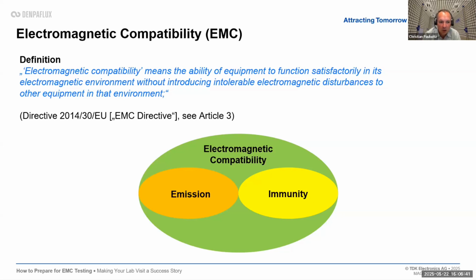And what does that mean? We have two issues. One is the emission issue. Our equipment should not cause too much emission, not to disturb other equipment, especially radio services, for example. And on the other side, it should be able to withstand the electromagnetic environment in the way it can be expected, and that's the immunity aspect. We have two aspects, emission and immunity. Most times we fight first with the emission aspect and then with the immunity aspect.